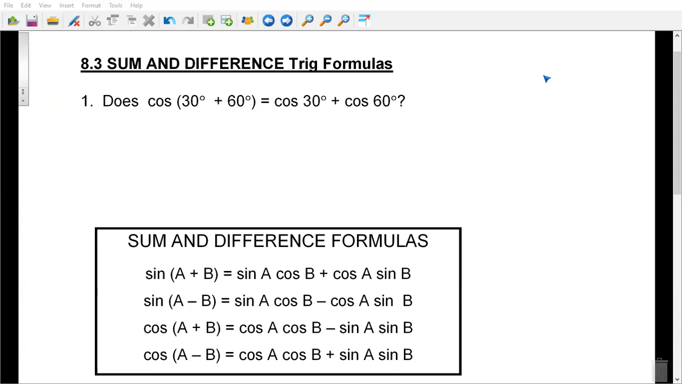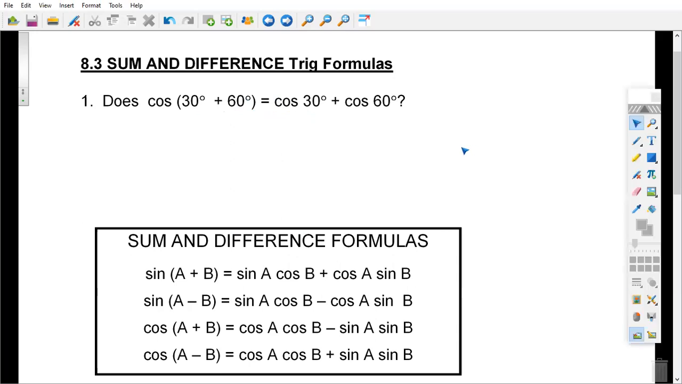Sum and difference. First, a big misconception that people have is that when you are adding two degrees within trig, you can separate them and they're still going to be equal to each other. That is a huge misconception, and we're going to prove it now. Look up here: cosine of 30 degrees plus 60 degrees equals cosine of 30 degrees plus cosine of 60 degrees.